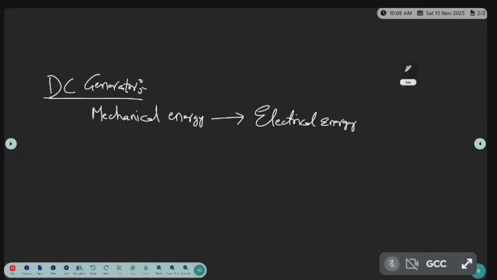For your easy remembrance, what you have to write? Mechanical energy means rotating. I have to rotate, or somebody external means has to rotate. Generally, who will rotate? A turbine will rotate. So rotation. This is for your remembrance, generally you have to write this down. Rotation. What am I getting? I am getting electrical supply.